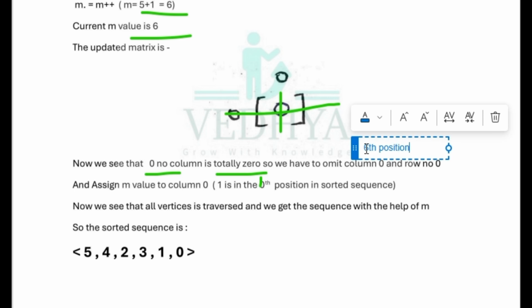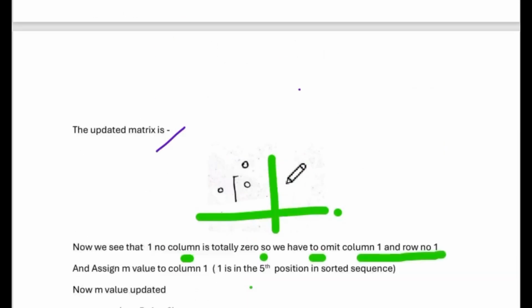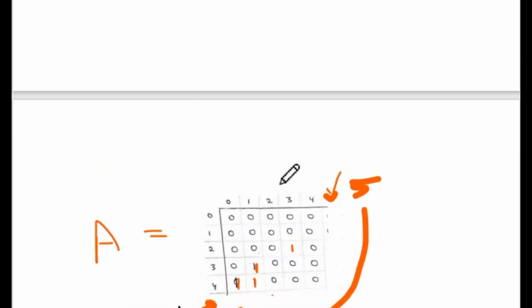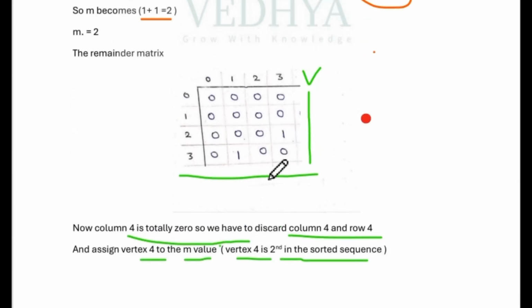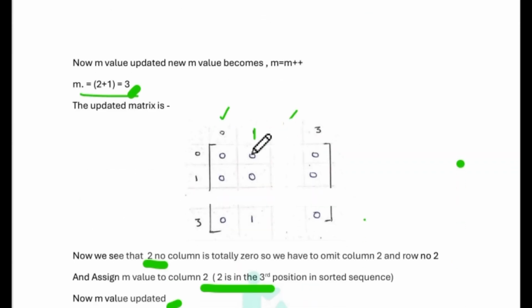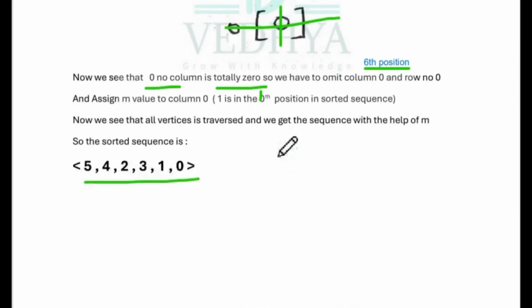As we know, the M value helps us know the position in the sorted sequence. So according to the M value we sort the vertices. First, M value 5 equals vertex 1, then M value 4 equals vertex 2, then M value 3 equals vertex 2. So the sorted sequence is 5 4 2 3 1 0. Hope you understand.